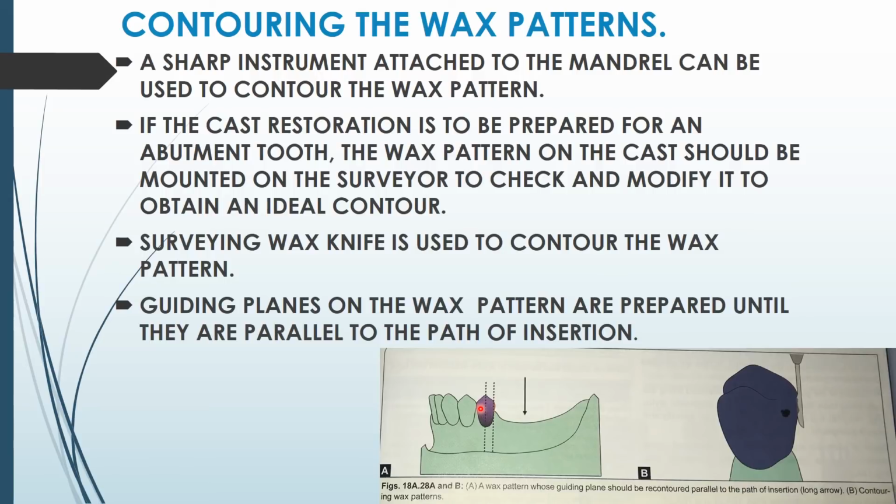These are some more uses of the surveyor. If your abutment tooth needs a cast restoration preparation, at that time the wax pattern on the cast should be mounted on the surveyor to check and modify it to obtain an ideal contour. A wax knife is used to contour the wax pattern. Then the guiding planes of the wax pattern are prepared until they are parallel to the path of insertion. Basically you are contouring the wax pattern properly so that it is parallel to the path of insertion. So this is an additional use of the surveyor.